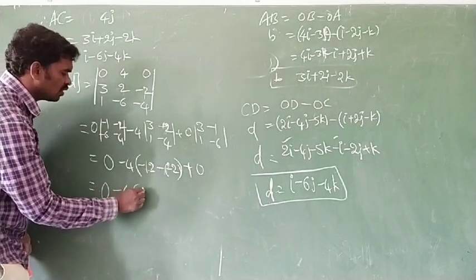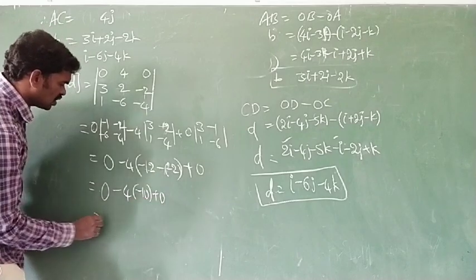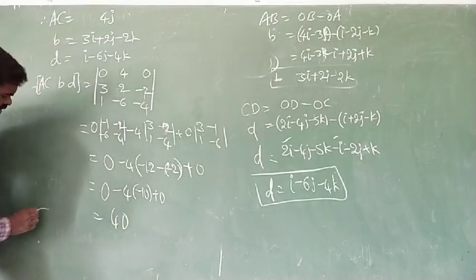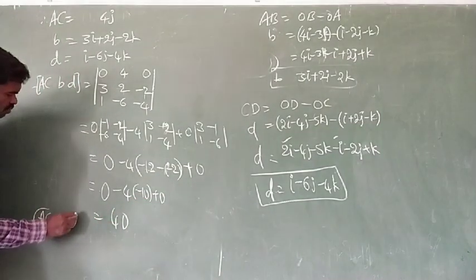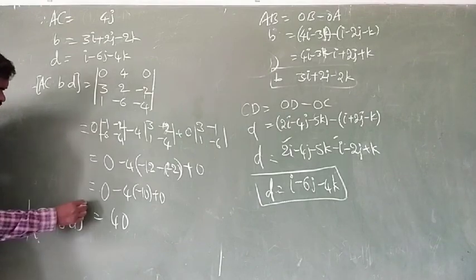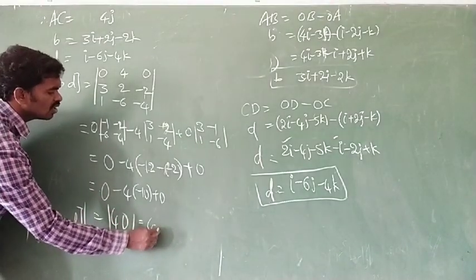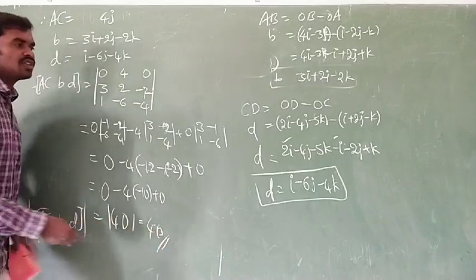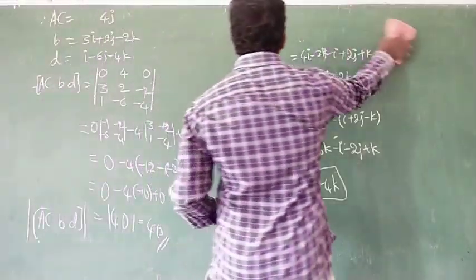So minus 4 into minus 10, how much? 40. So this is the box product AC, b, d. Even if you take the modulus, we get modulus 40, which is only 40. So we got the numerator.